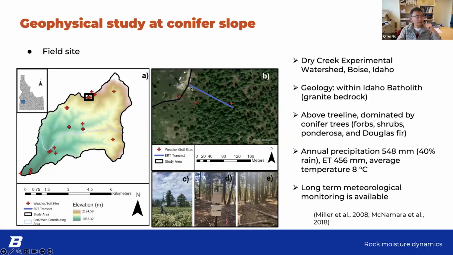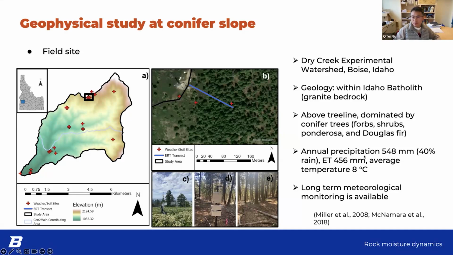And here is a satellite image showing the land cover. You can see this blue line is the line where we run the electrical resistivity monitoring. You can see pretty much of the survey line is within the forest.